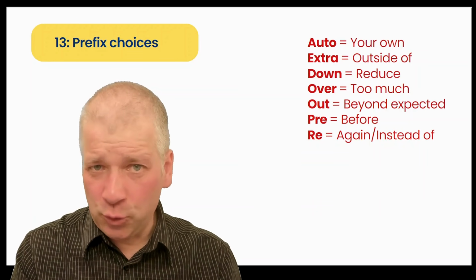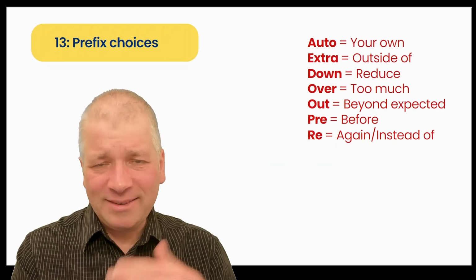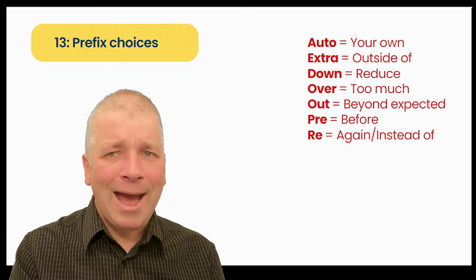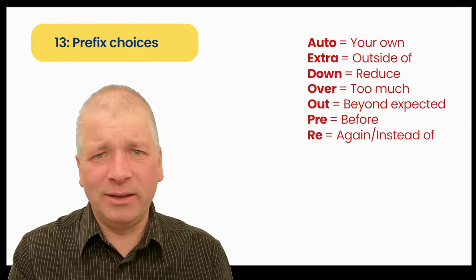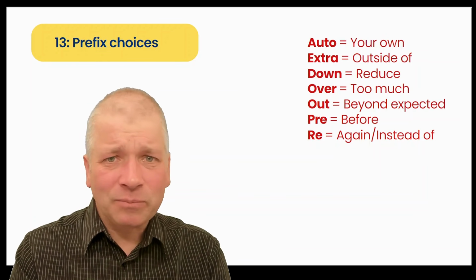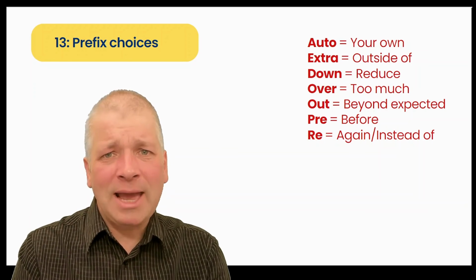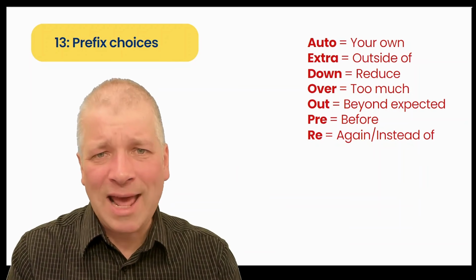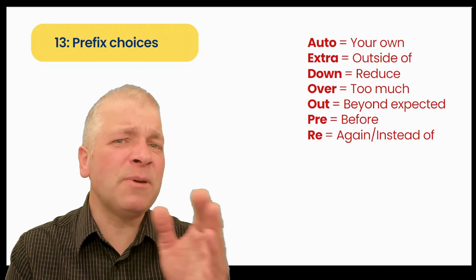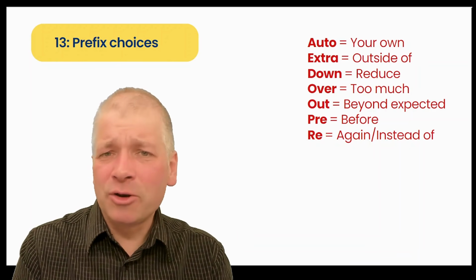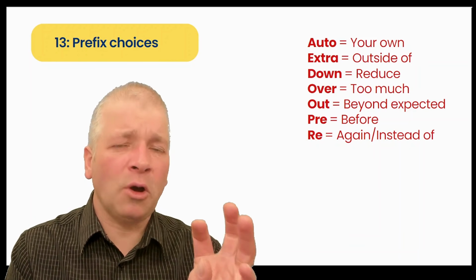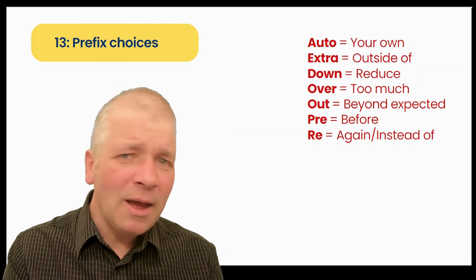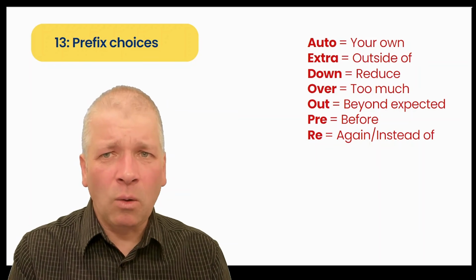We can say that with food. The food was overdone. They did it too much. It was overcooked. It was cooked too much. "Out" means beyond expected. Outplayed in a sport means they played beyond the expectations, more than someone else. "Pre" means before, so preliminary means the first of something. Preview means you view it before others. And then "re" can mean again or instead of.